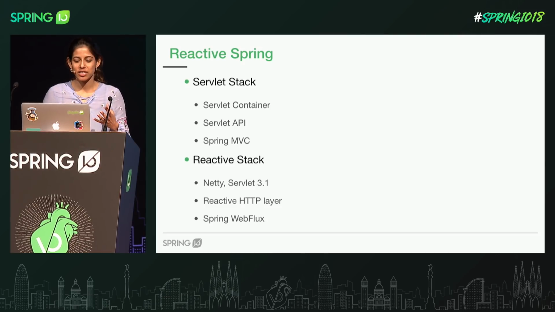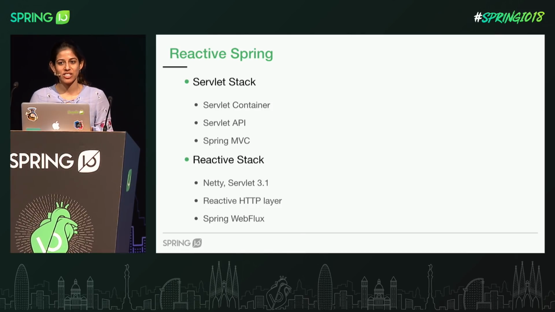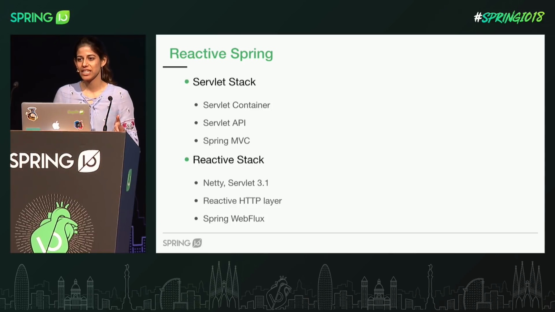But in the reactive world, since you're not allowed to block at any time, we don't use the servlet API. Instead of the servlet container, by default in Spring Boot 2, if you go for a reactive application, we use a non-blocking runtime called Netty. You can also use Tomcat, Jetty, and Undertow, but in this case, we'll use the Servlet 3.1 non-blocking API. On top of that, because we don't want to use the Servlet API, there's a reactive HTTP layer that sits in the middle. And then the web framework, instead of Spring MVC, we use Spring WebFlux, which was introduced in Spring Framework 5.